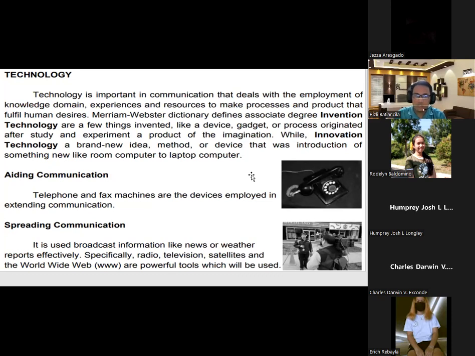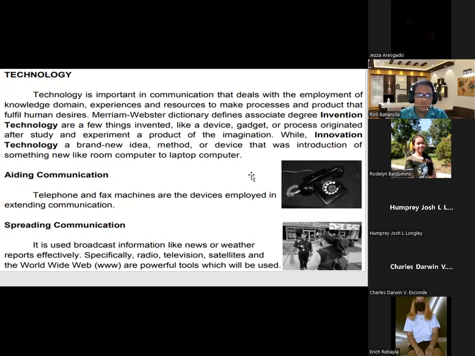Okay, so meron din tayong tinatawag na dalawang klase ng communication. Meron tayong tinatawag na aiding communication tsaka spreading communication. So ano ang pinagkaiba? What is the difference between aiding and spreading communication? When we say aiding communication, telephone and fax machines are devices employed in extending communication. Kaya example daw ng aiding communication ay ang telephone tsaka yung mga fax machines. Okay, it is technology rin na used for communication.